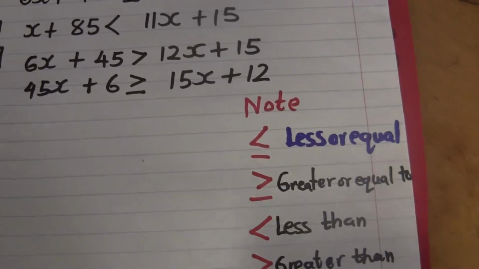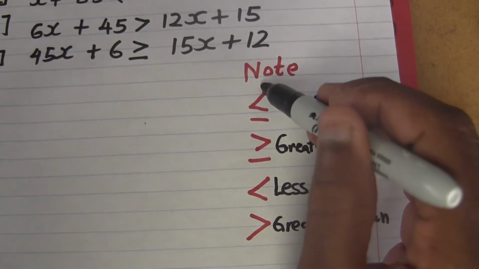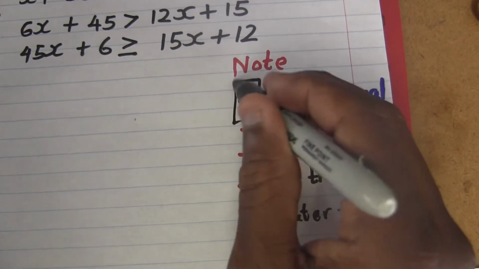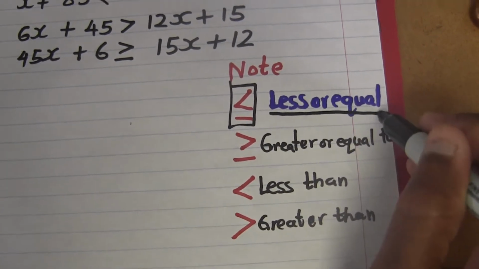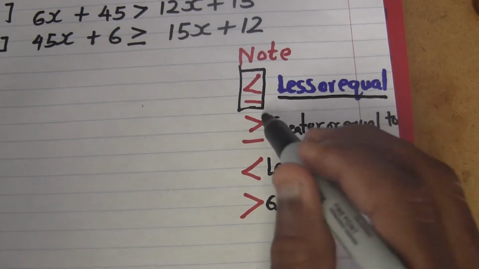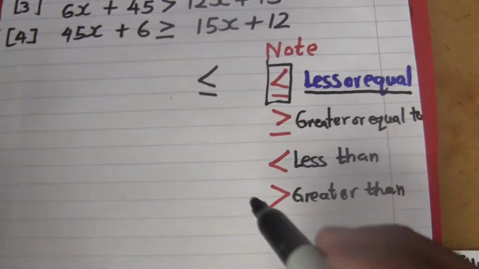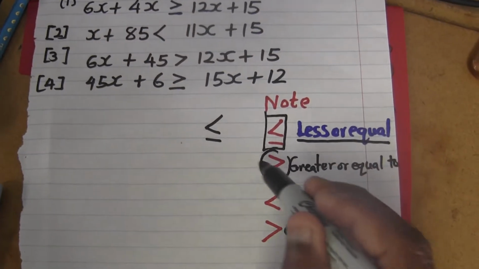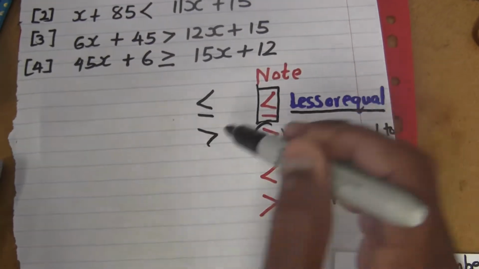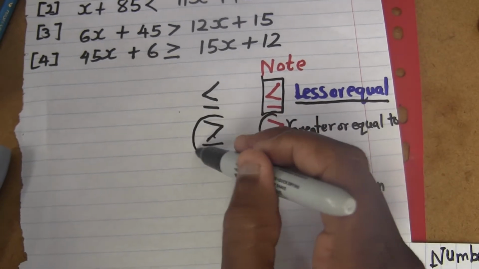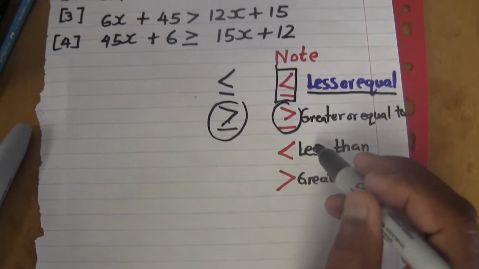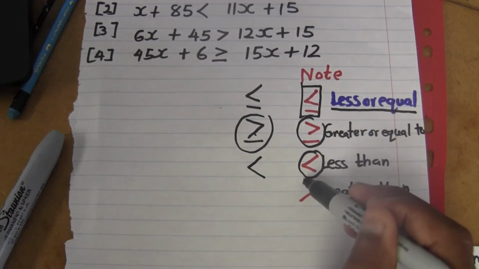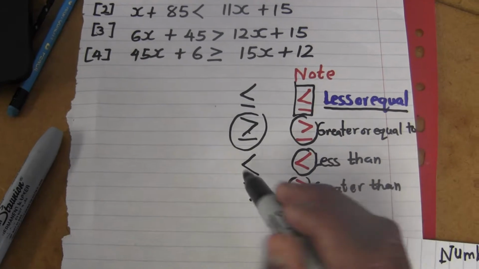So first and foremost, whenever you have this sign here, if it faces the left and there are two of them, this means less than or equal to. And this one here is greater than or equal to, if it faces the right with another sign at the bottom. And this one right here is less than. If this one is less than, then the last one is greater than. When it faces the right, it is greater.